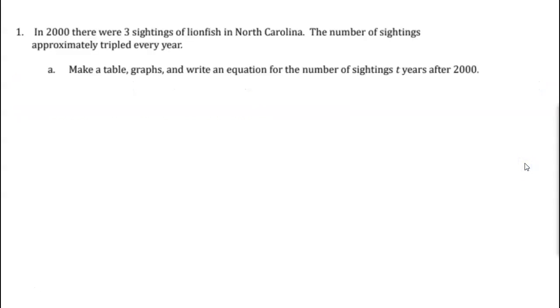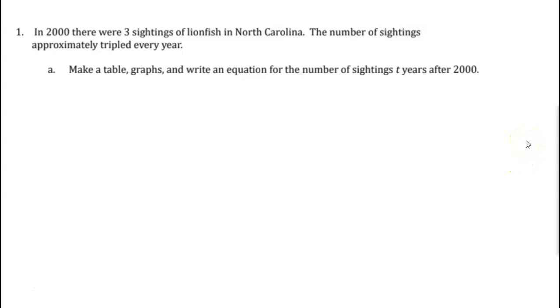In 2000, there were 3 sightings of lionfish in North Carolina. The number of sightings approximately tripled every year. Make a table, graphs, and write an equation for the number of sightings T years after 2000.